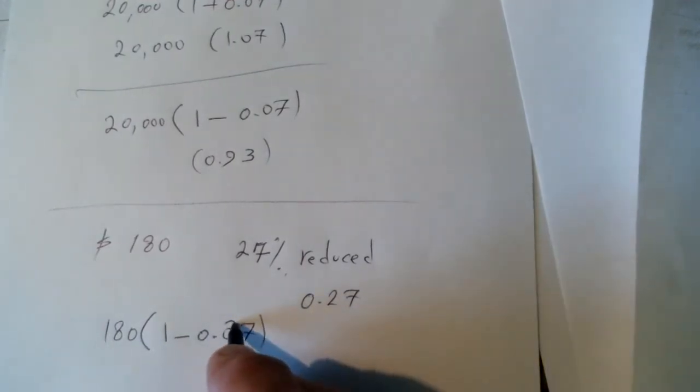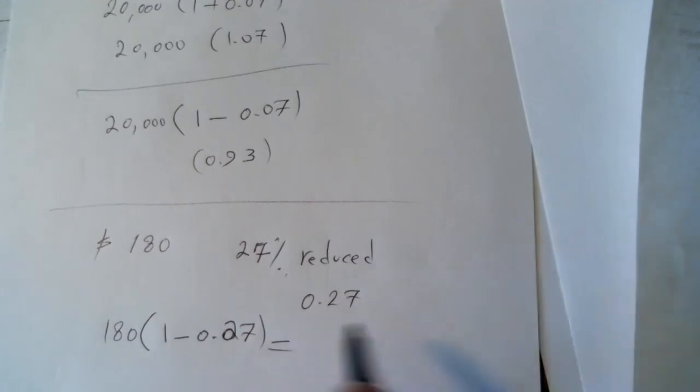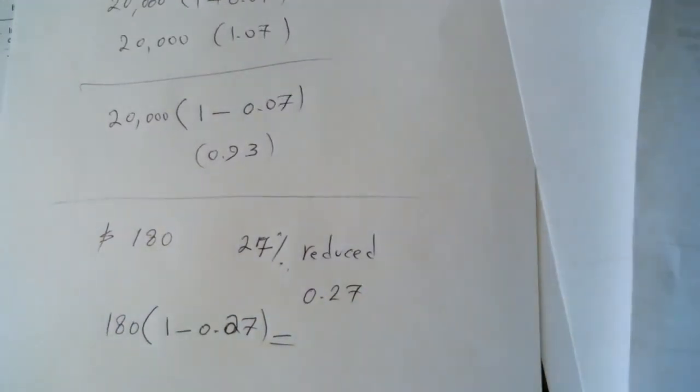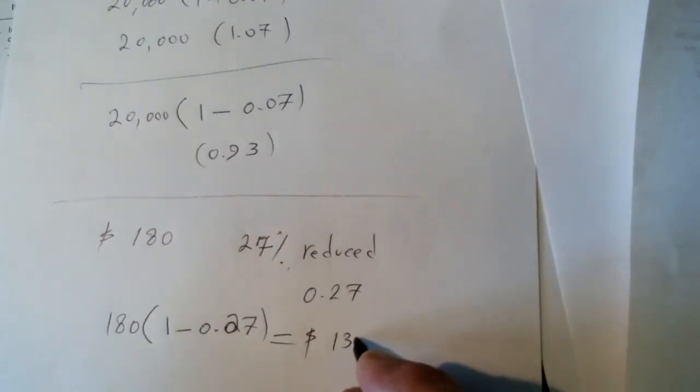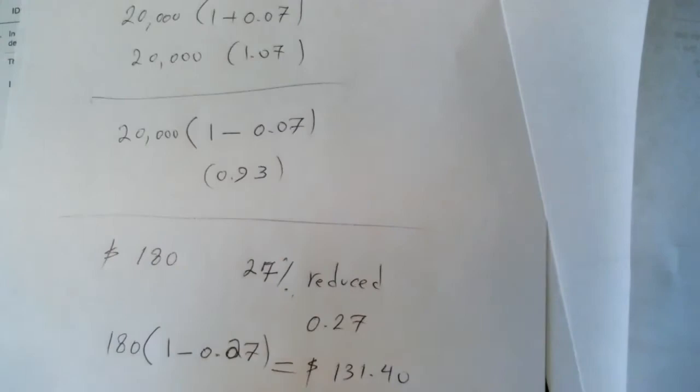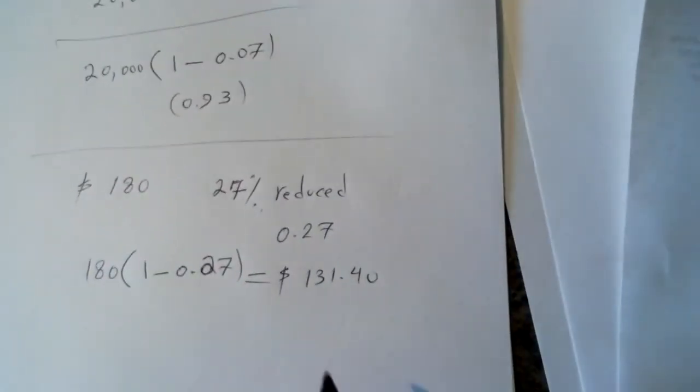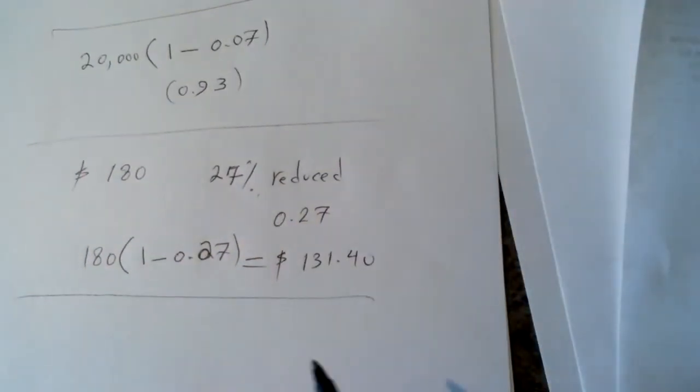That gives you the new price, right? So 1 minus 0.27 times 180. So the price you pay is this, 131.40. Either do that, or normally people do it this way.